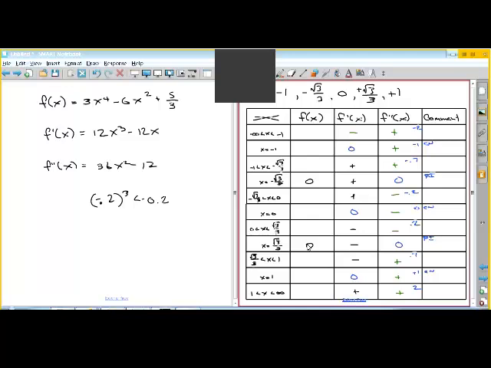Negative 1. Delete, delete, delete. Okay, push enter. And here I get negative 1.333. When x equals 0, I get 1.666. That's 5/3. And now I stick in positive 1. I delete the negative sign and I get negative 1.33 again.